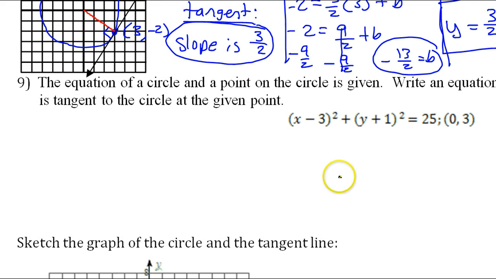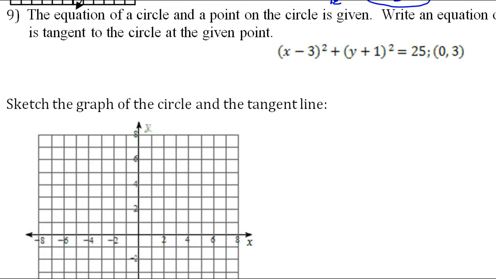Number 9. The equation of a circle and a point on the circle, and we want the equation of the tangent line. This is the same thing, only this time the center is not 0, 0. So let's make a little picture. This time they gave us a graph to use, so that's very generous.